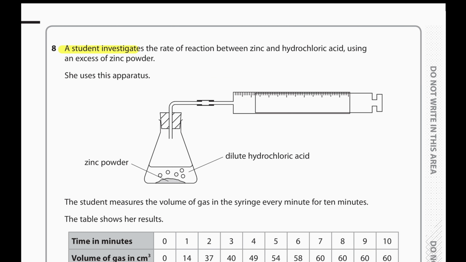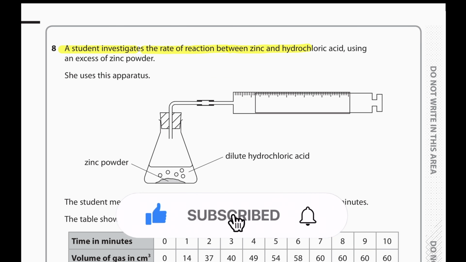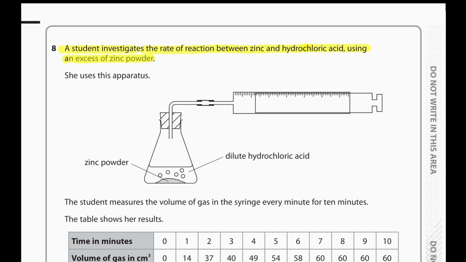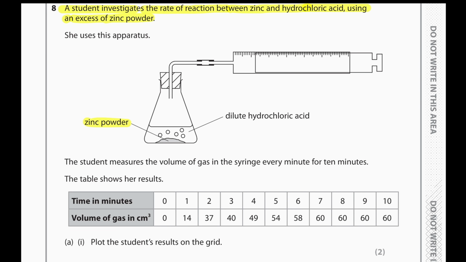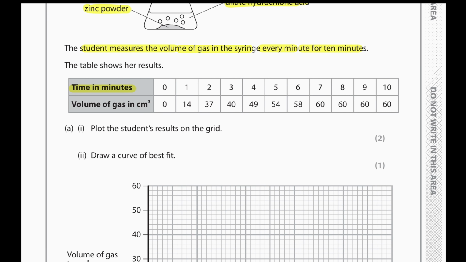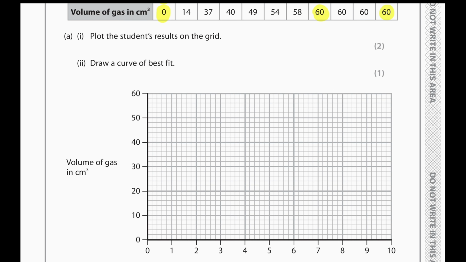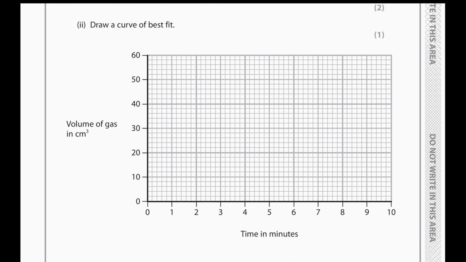A student investigates the rate of reaction between zinc and hydrochloric acid using an excess of zinc powder. There is zinc powder and then there is hydrochloric acid. The student measures the volume of gas in the gas syringe every minute for 10 minutes. Time in minutes is from 0 to 10 minutes, and he gets the volume up to 60 cm3. The reaction, we can see, stops at the 7th minute. Plot the student's results on the grid and then draw a curve of best fit.